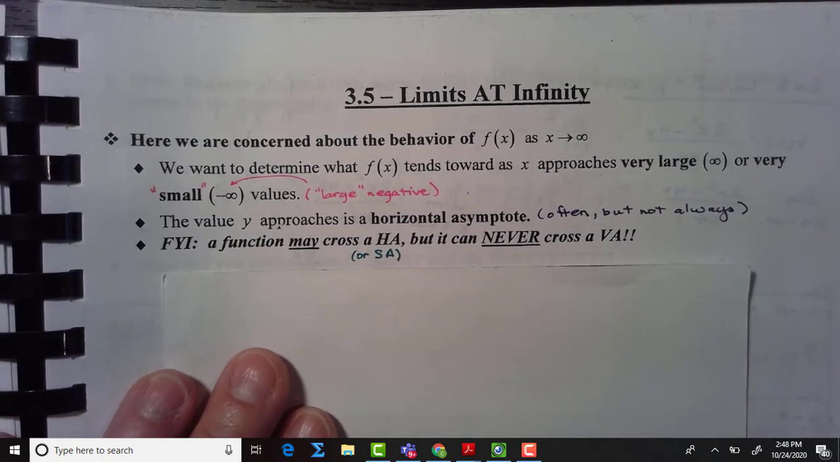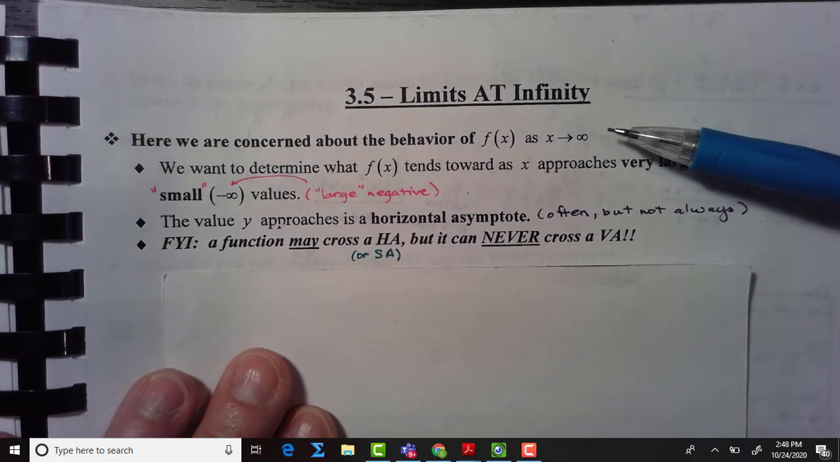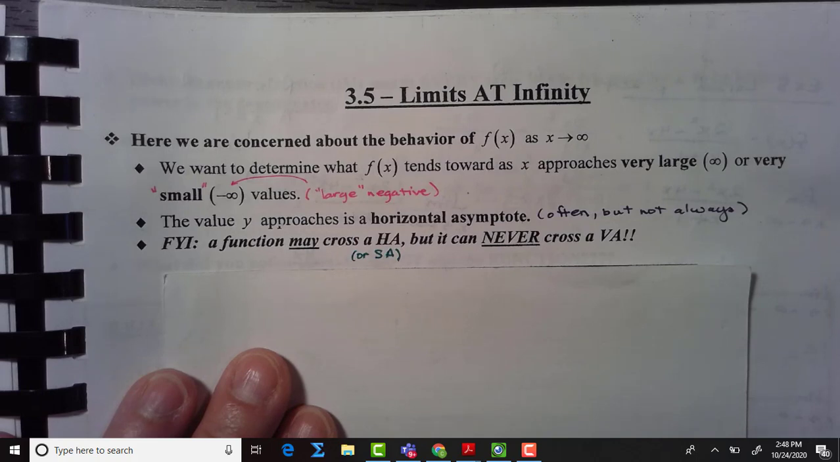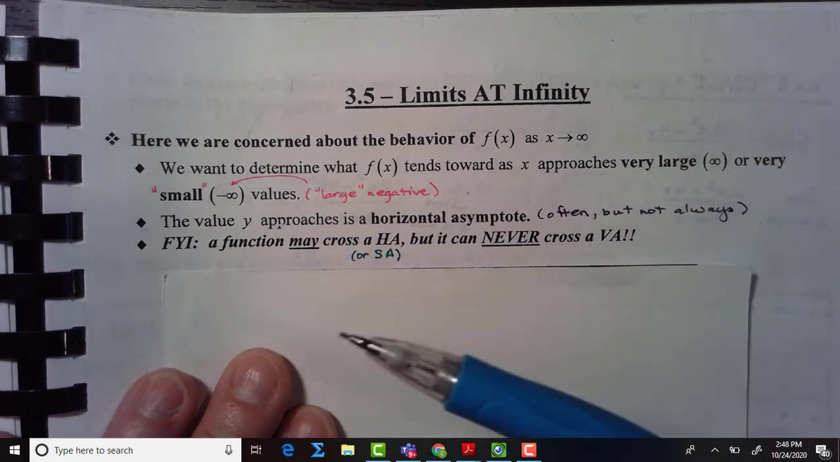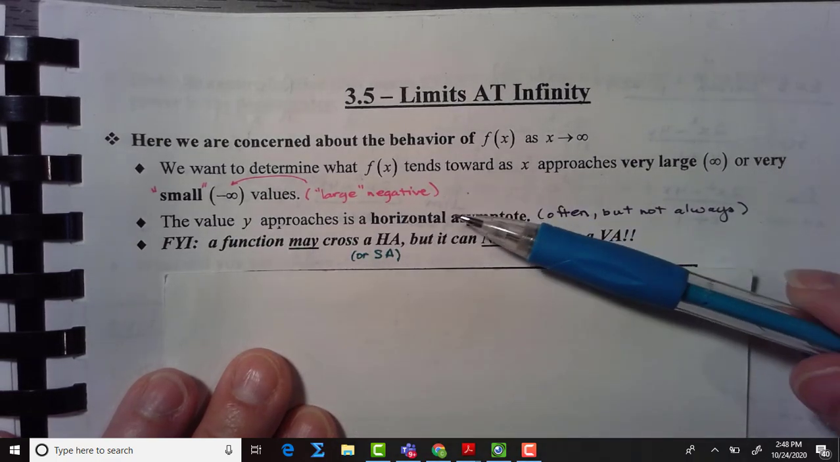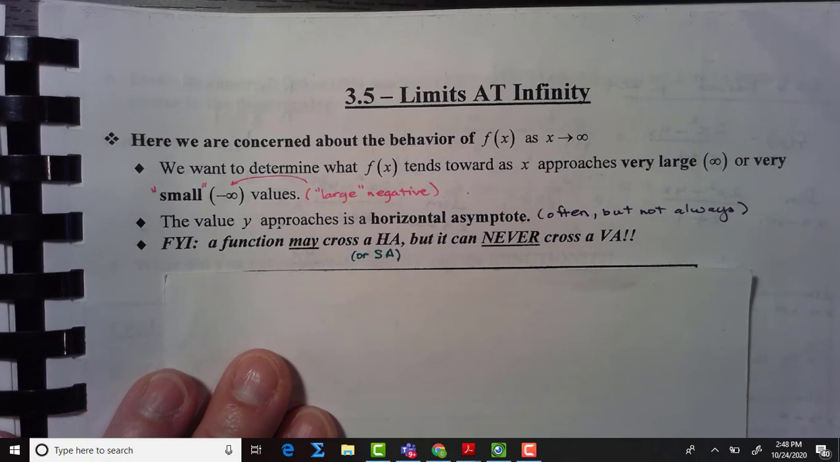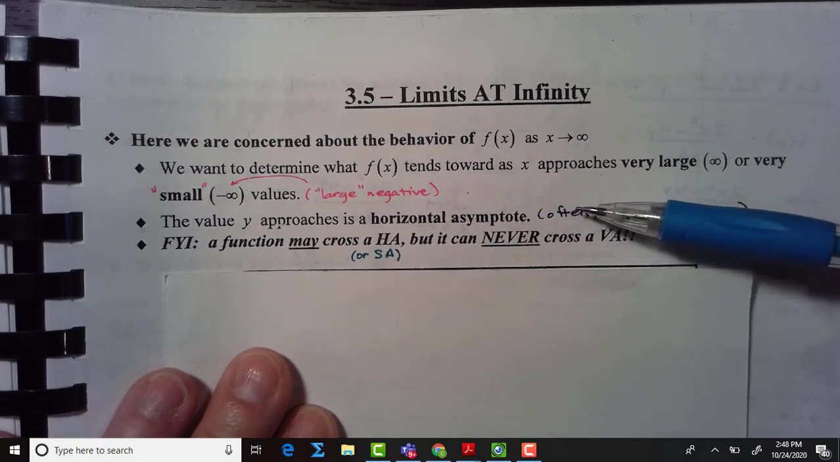Section 3.5, limits at infinity. Here we are concerned about the behavior of f of x as x approaches infinity. We want to determine what f of x tends towards as x approaches very large positive infinity, or very small negative infinity, in other words, large negative values. The value y approaches is a horizontal asymptote.